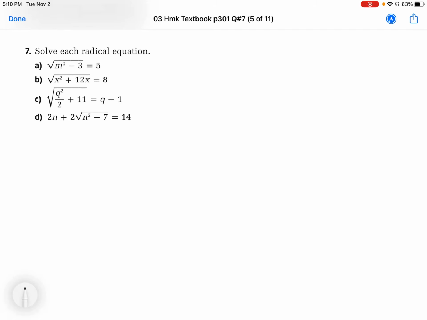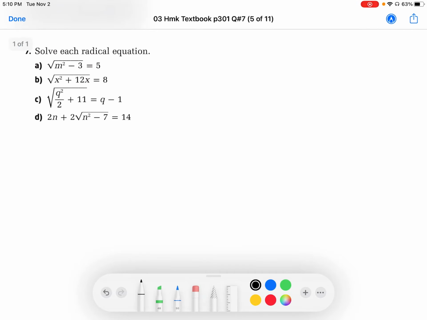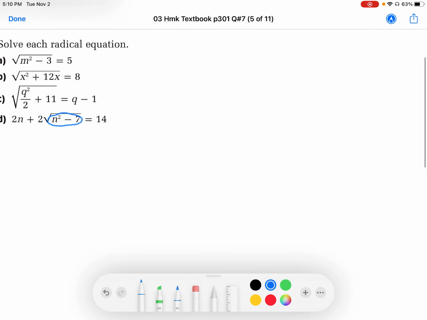For question 7D, we're going to again look at the restrictions inside. There's our inside restriction, and we can state our basic restriction as n squared minus 7 is greater than or equal to 0. If we want to do a more comprehensive restriction, we have to think of what that looks like. n squared minus 7 is a parabola centered at 0 and has roots at root 7 and negative root 7. It's a parabola facing up.